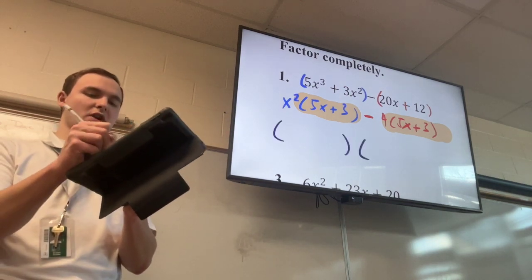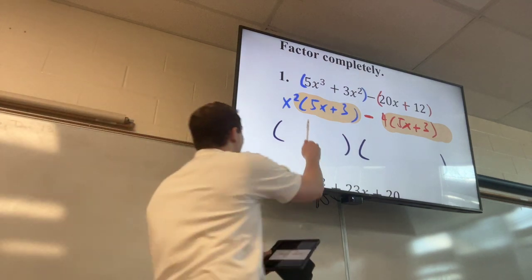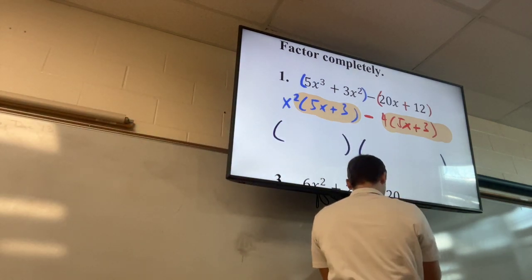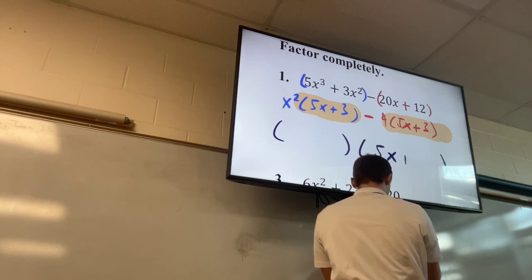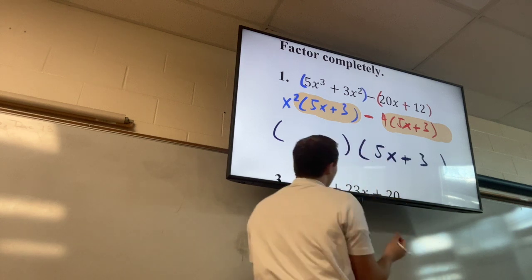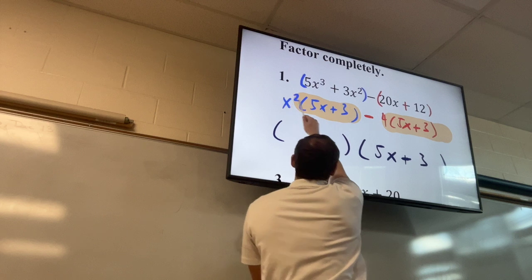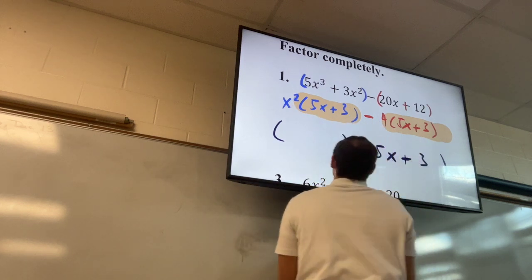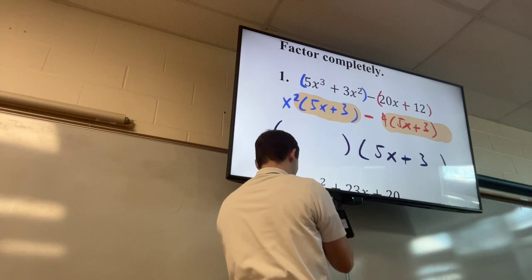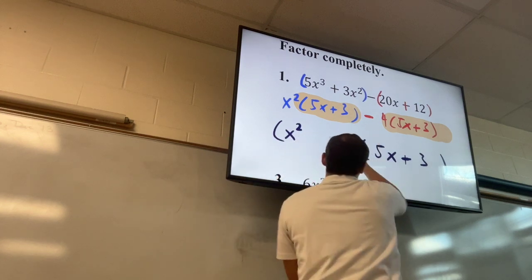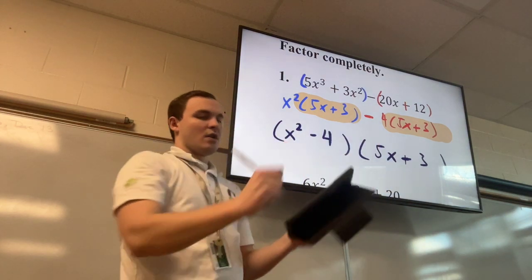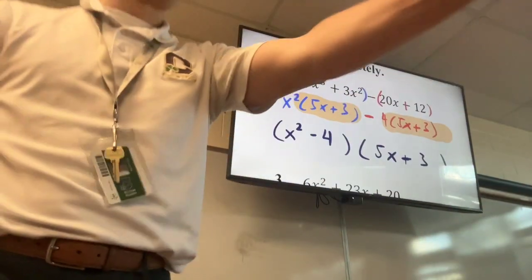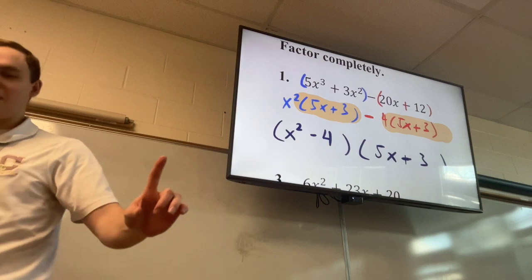Yeah. Yep. So you're going to have 2 sets of parentheses. One is just going to be like this matching set right here. You're just going to copy that down. Okay. And then in here is going to go the 2 coefficients, the 2 things that were next to the matching parentheses. So x squared is going to go in here, and then I'm going to have a minus 4 in there. Okay.